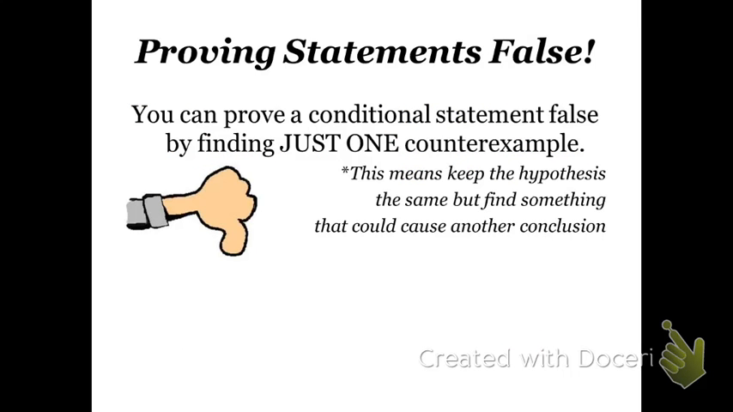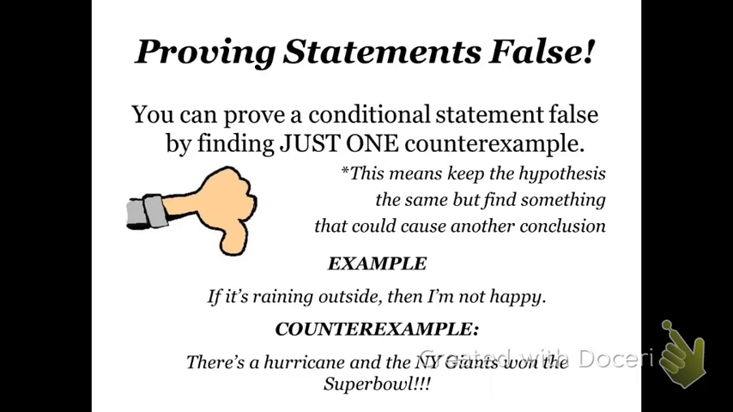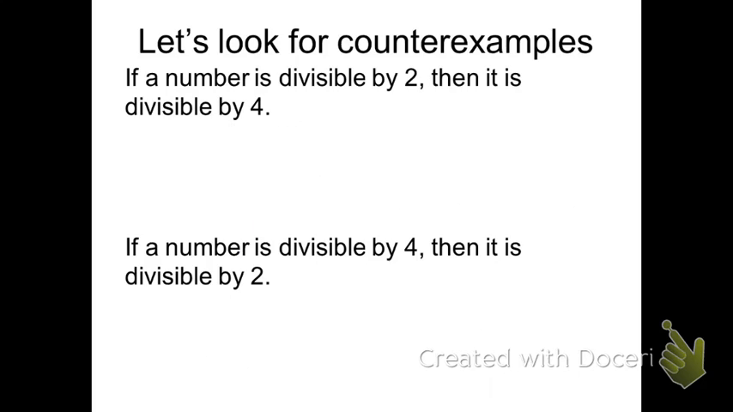You can prove a conditional statement is false by finding just one counterexample. This means keep the hypothesis the same, but find something that could cause another conclusion. So, if we're talking about the conditional statement, if it's raining outside, then I'm not happy, the counterexample would be, there's a hurricane and the Giants won the Super Bowl. Because it fits the hypothesis, it's raining outside, but it leads to another conclusion, that I'm happy. And if the Giants win the Super Bowl, I'll be very happy.